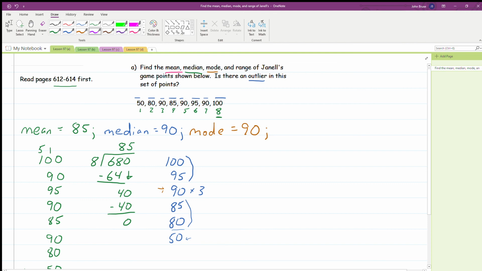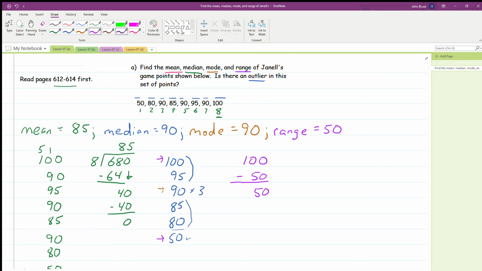Now we've got this range, so we're going to write range here. And range is the difference between the biggest number and the smallest number. Well, our biggest number is this 100 here. And our smallest number is this 50 here. So we're going to take 100, which is our biggest number, and we're going to subtract 50 to find how many numbers there are between the smallest and the biggest number, and it's 50. So our range is 50. How many numbers there are between the smallest number and the biggest number.